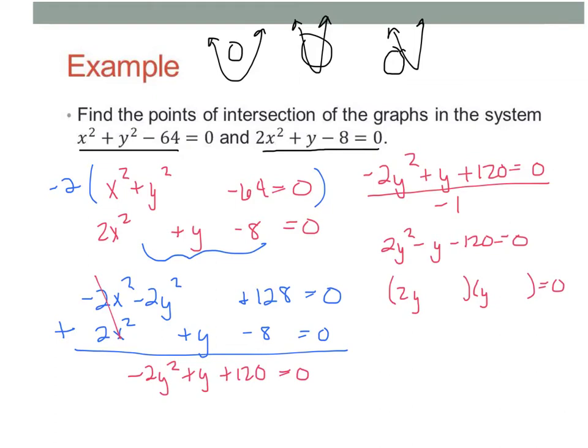Alright, I tried a few things, and I think 8 and 15 is going to work. If I put the 8 over here and the 15 over here, that's going to give me a 16 and a 15, and I want a negative 1, so I'm going to have a negative 16, positive 15, and that should work. So, setting both those equal to 0, we're going to have y equals negative 15 halves and positive 8.